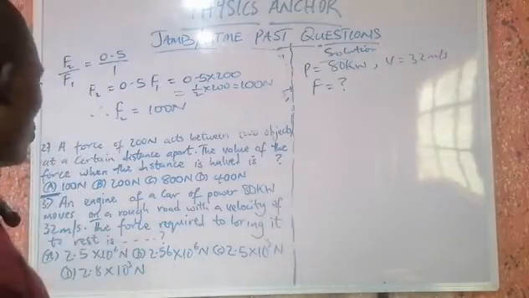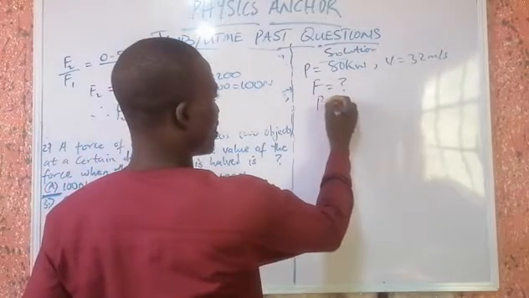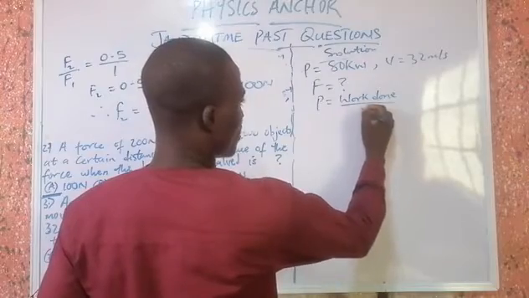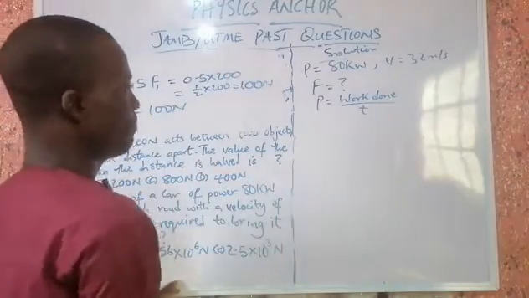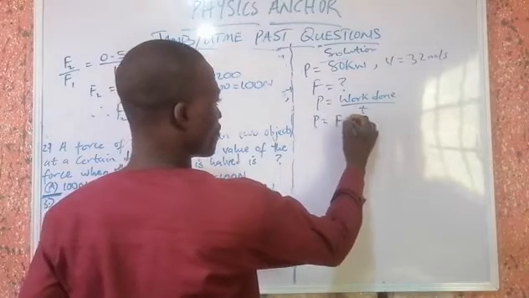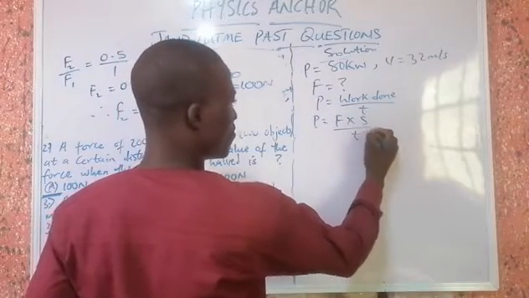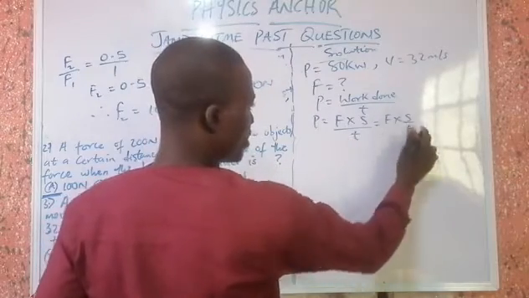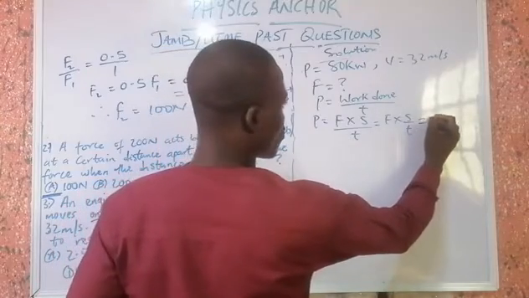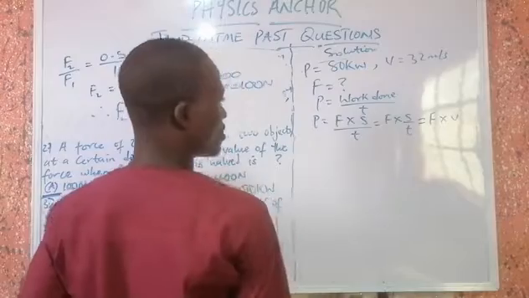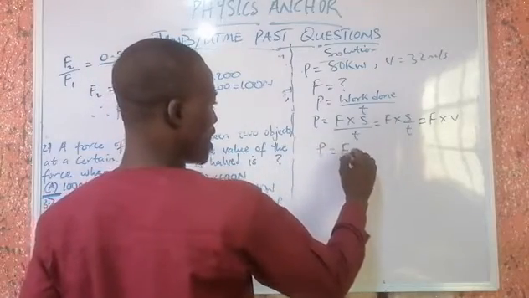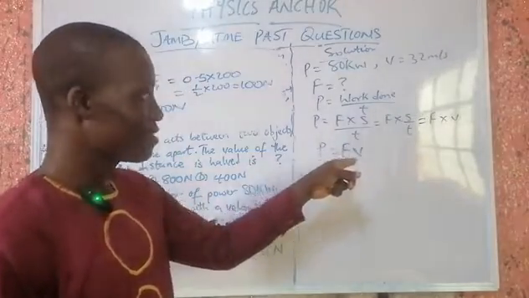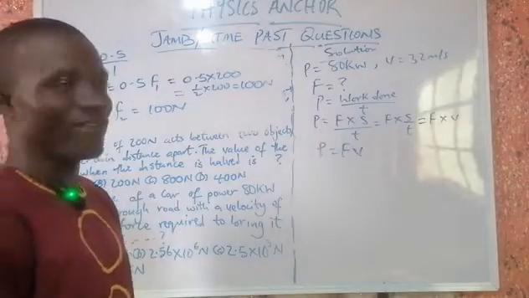All we know here is that power is work done over time. And we know that work done is force times distance, over time, which we can write as force times distance over time. What is distance over time? Distance over time, or displacement over time, is velocity. So that's F times velocity. That means P equals FV. That is, power equals the product of force and velocity. So now we have established the formula.